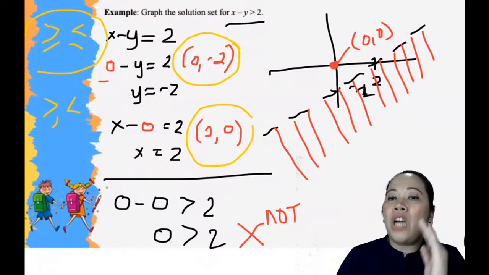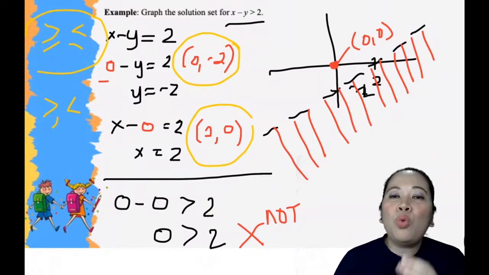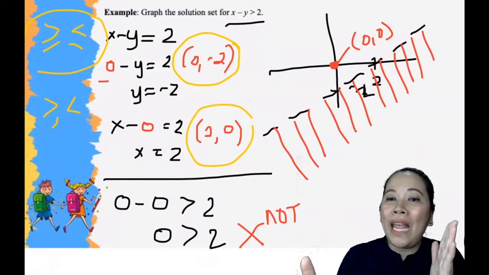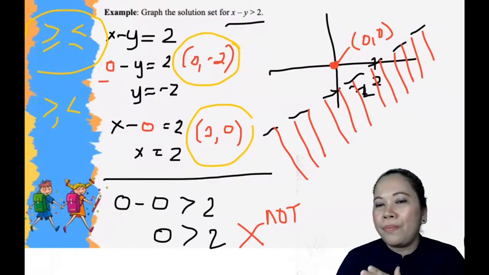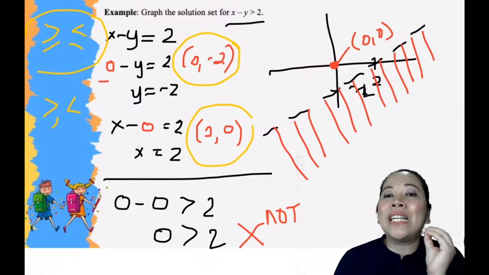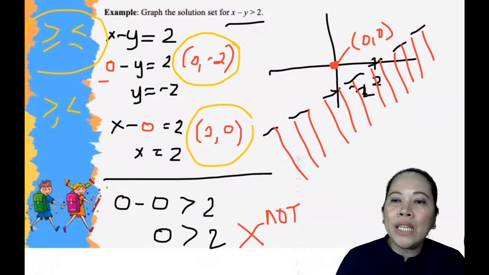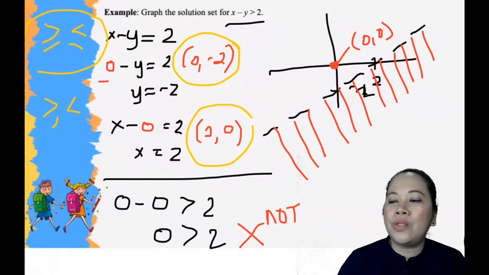Once you have sketched your dotted or solid line, the next step is to find which part of your plane you need to shade. Is it the top part or the bottom part? For you to be able to know which part of the plane to shade, you use a test point. A test point is a point from your graph that you would check or test your inequality with, whether it's true or not. The best test point that you can use is 0, 0. So substitute 0, 0.